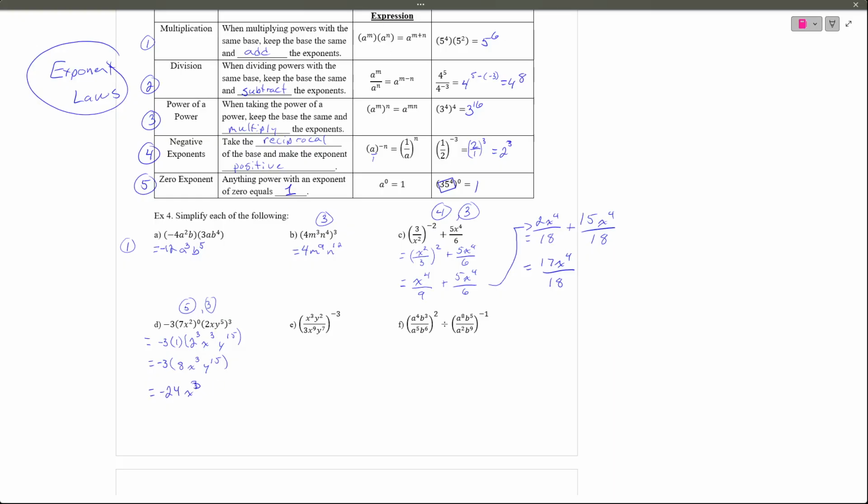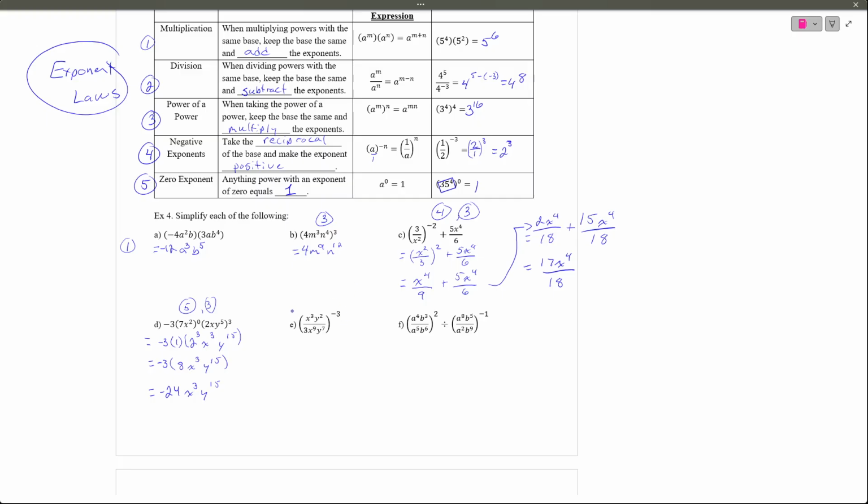Let me undo that a couple times. There we go. x to the power of 3 and y to the power of 15. Now this is all one term. That's why when we multiplied it through, the negative 3 only applied to the coefficient of 8 there, because this whole thing is one term. There's no pluses or minuses or anything like that. It's just one term. Okay, let's go on to the next one.